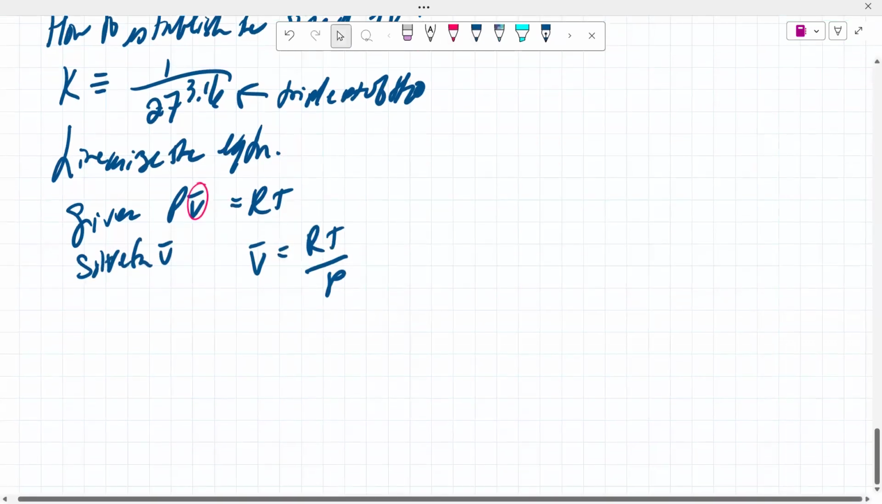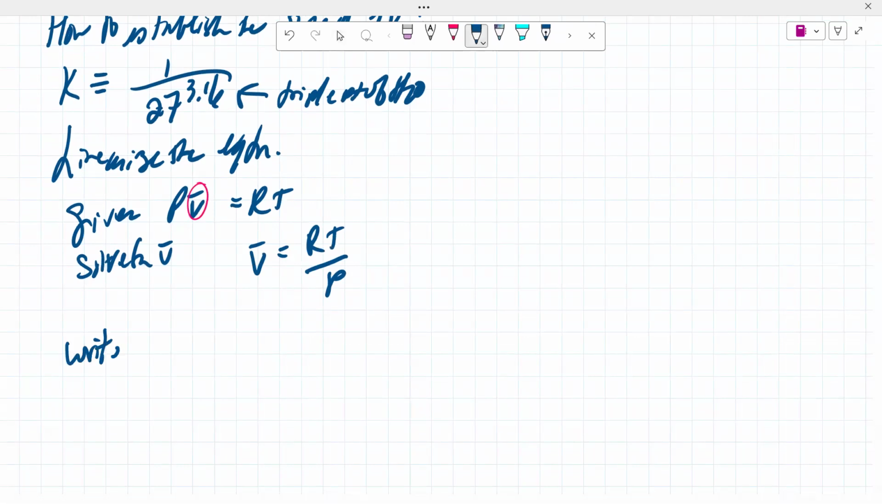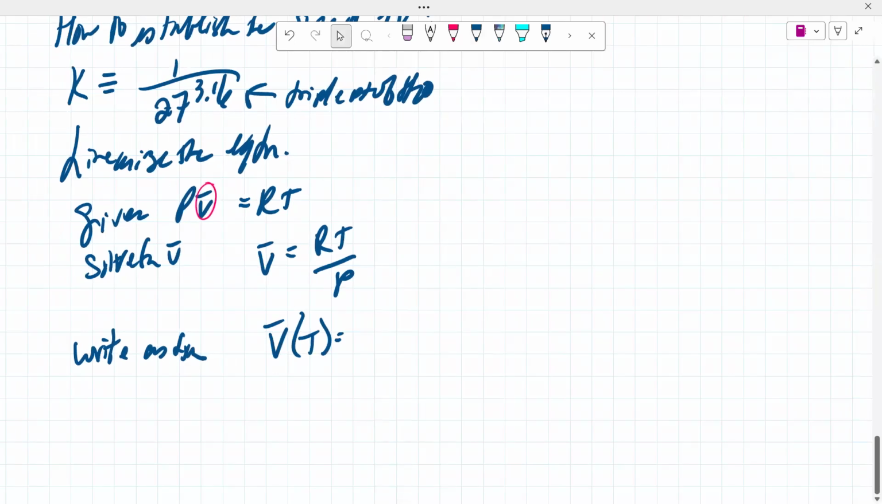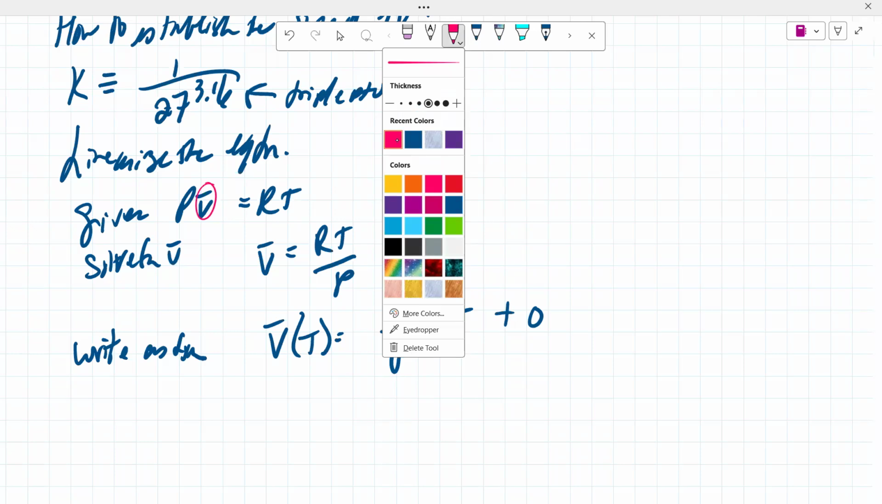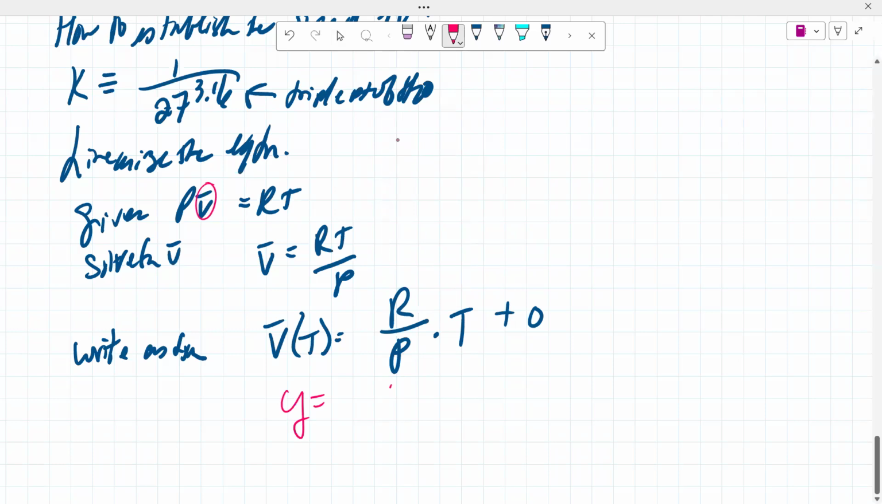So we want the volume as a function of temperature. We have V bar of T. Now it is asking how the volume varies with the temperature. We can write the equation: R over P times T plus 0. Y equals mx plus b. It's the equation of a line. This is the slope. This is the y-intercept.